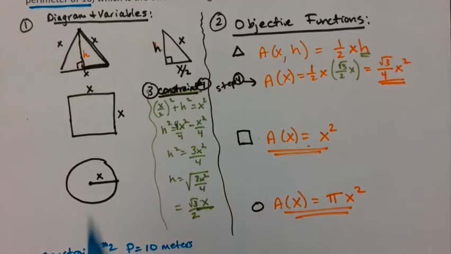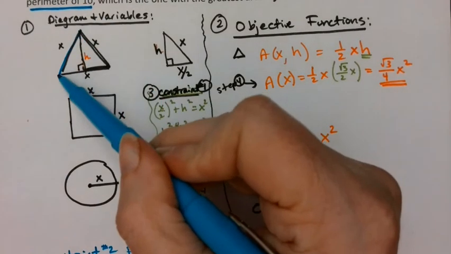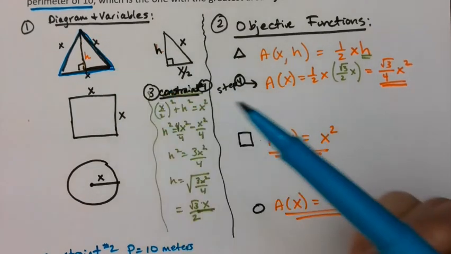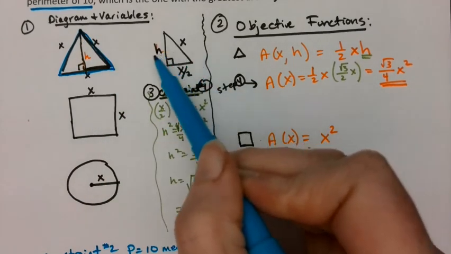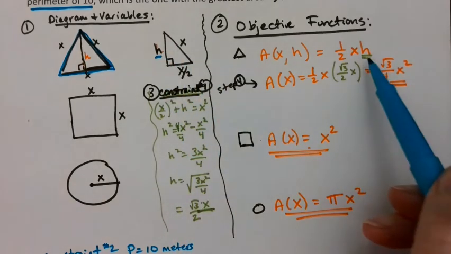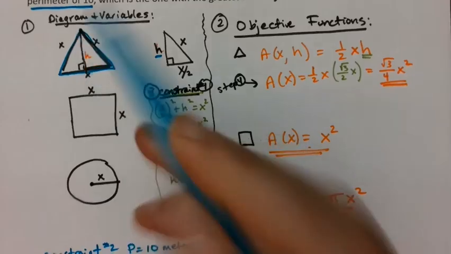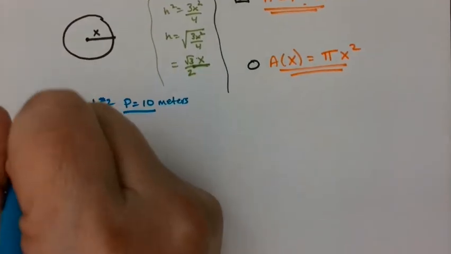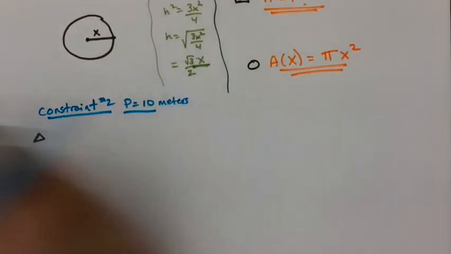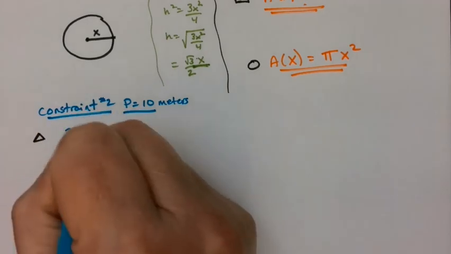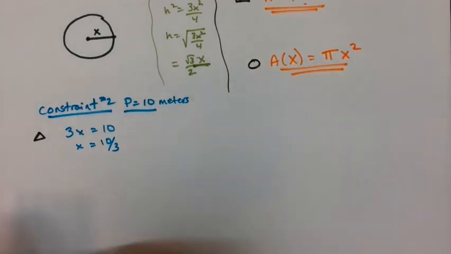Okay, well, the perimeter on a triangle, let's look back up. The perimeter on this triangle is x plus x plus x. And you're thinking, why am I not using this one over here? Well, I only need this one to get an h out of it. So I don't need that for the perimeter part. The perimeter is 3x. So for the triangle, 3x equals 10, so x equals 10 over 3.